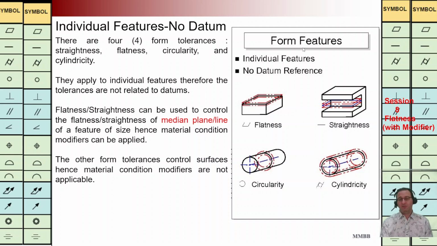Let's talk about form features. We don't need any datum reference for all of them. We may not need to use any modifier. Just whenever we are going to use flatness or straightness for mid-plane, in that situation, we may need to use a modifier.